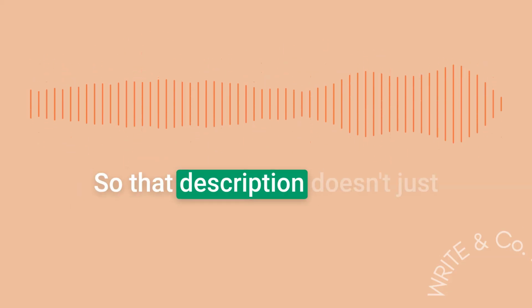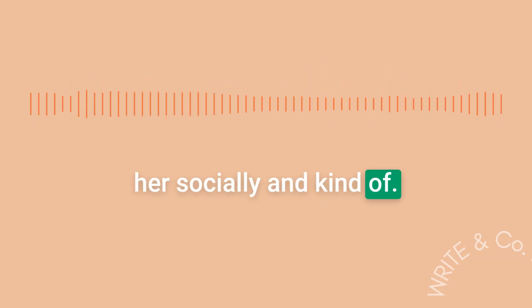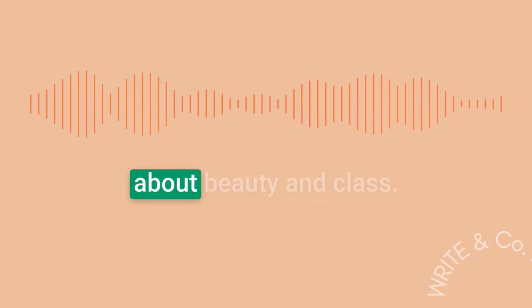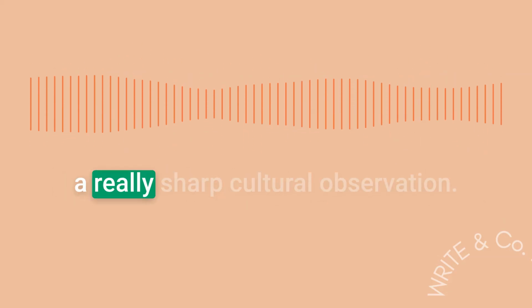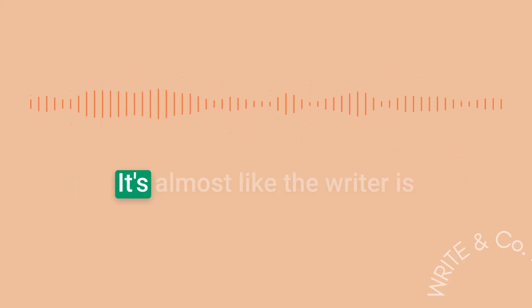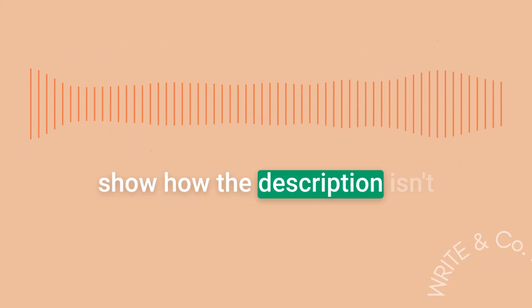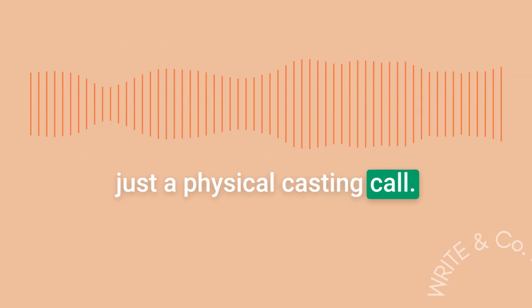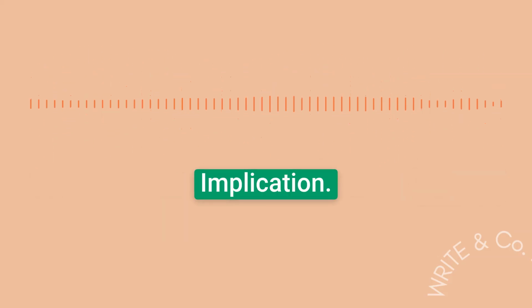Okay, so that description doesn't just tell you what she looks like. It immediately places her socially and kind of challenges certain perceptions about beauty and class. Exactly. It's blending physical appearance with a really sharp cultural observation. It's almost like the writer is giving you a lens to see her through. Precisely. So these examples really show how the description isn't just a physical casting call. It's packed with character, context, and implication.